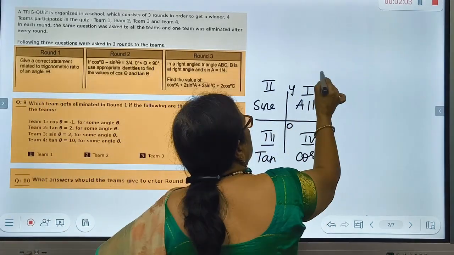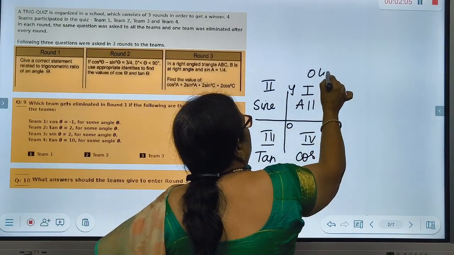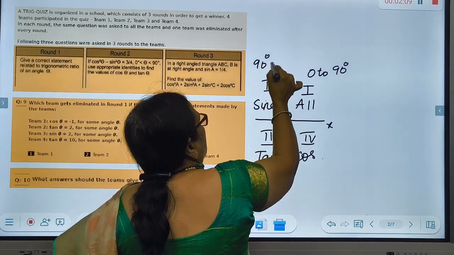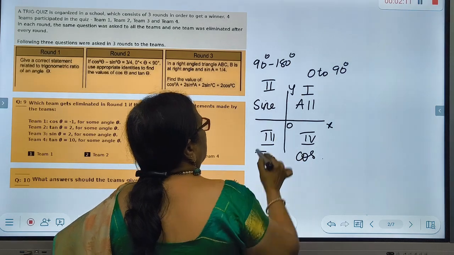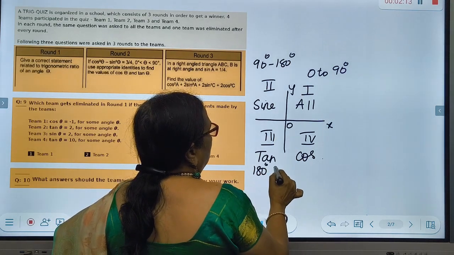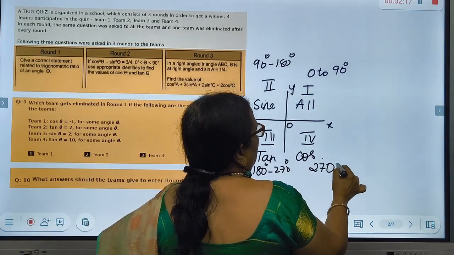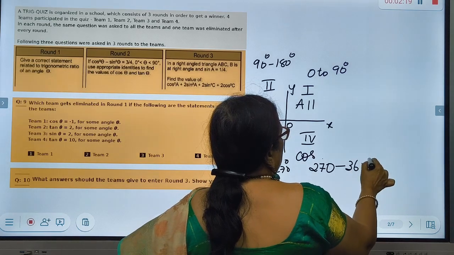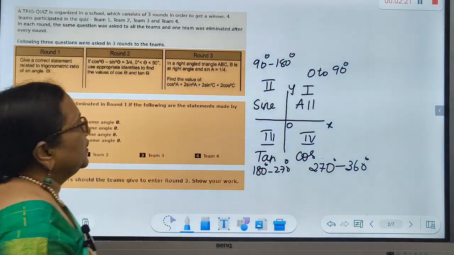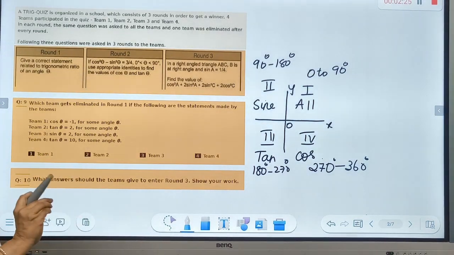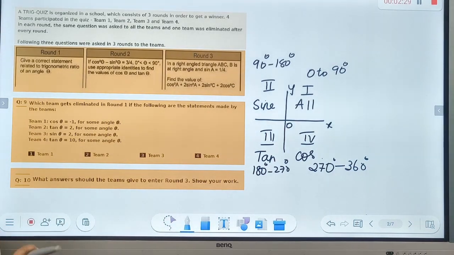What do you mean by quadrants? This is 0 to 90 degrees. This is 90 to 180 degrees. So 180 to 270 degrees. This is 270 to 360 degrees. Okay. Now, I'm not going to go into detail. Just for you to know a little more than what is needed is always useful and it's good.